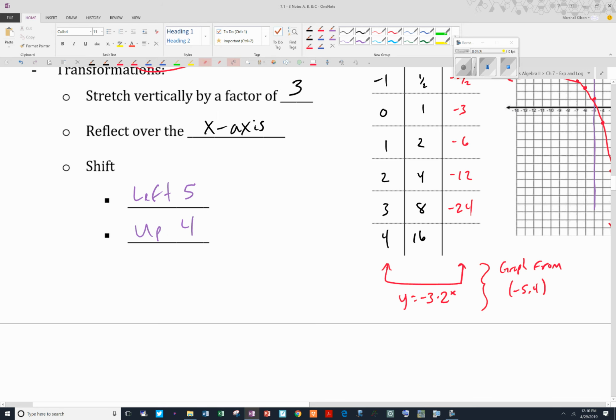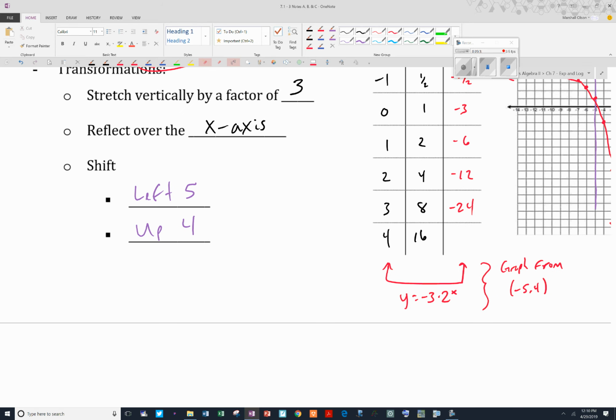All right, so, domain and range. What's the domain of this thing? Yeah, all real numbers, negative infinity to positive infinity. Range, got to be careful here. Go from bottom up. Negative infinity to what? To 4, inclusive or not? Not inclusive, so use that parenthesis right there. There's your domain and range.